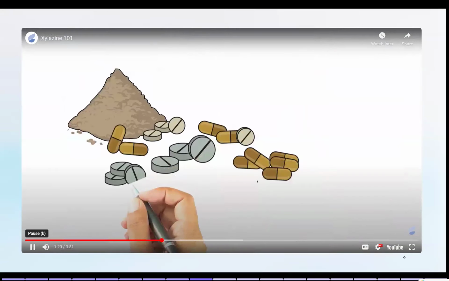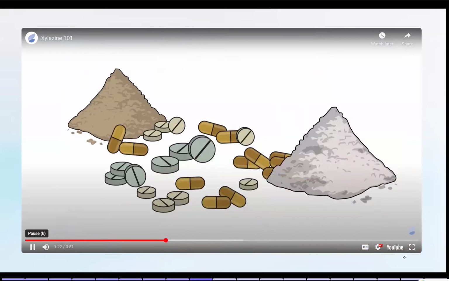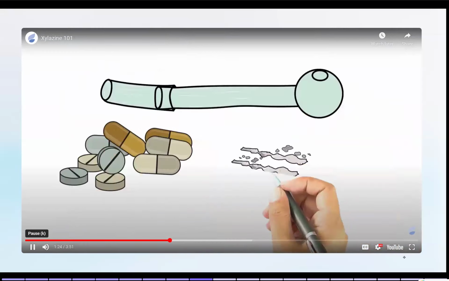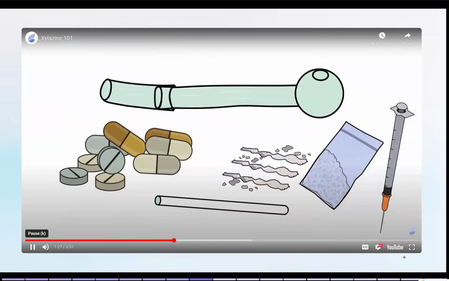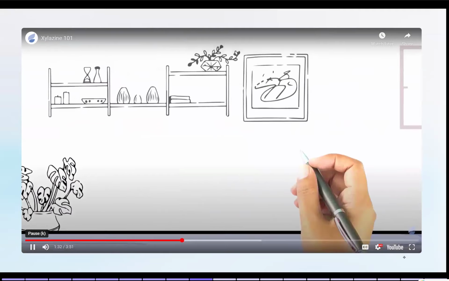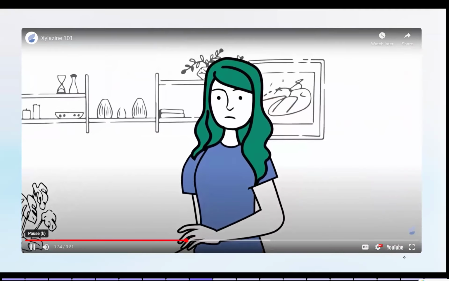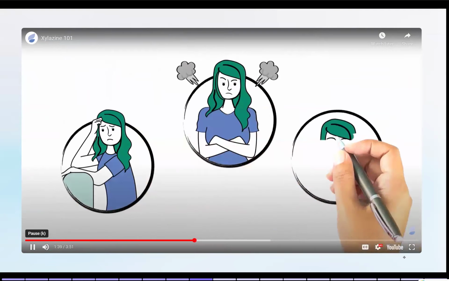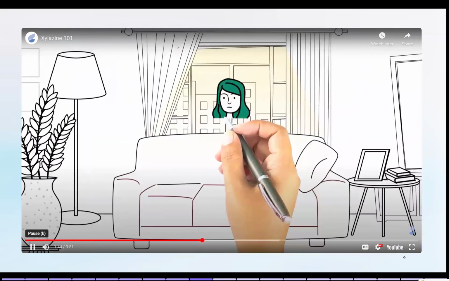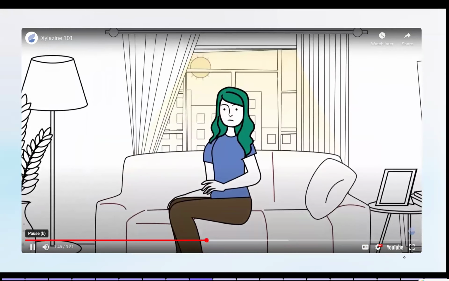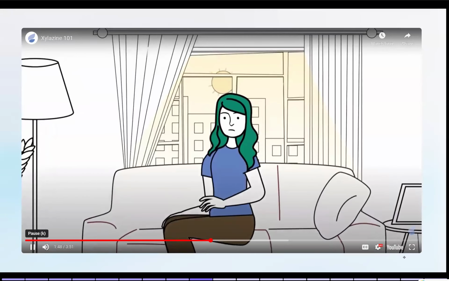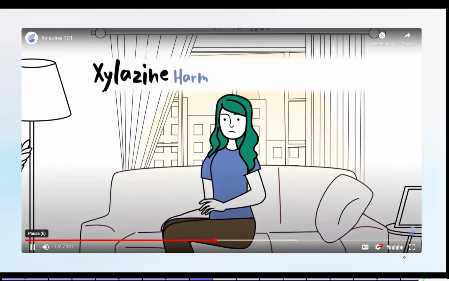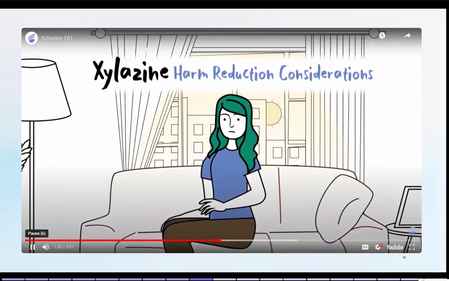When mixed with other drugs, xylazine can vary in color and texture. And similar to opioids, it can be swallowed, inhaled, smoked, snorted, or injected. Individuals with chronic exposure to xylazine over time have experienced withdrawal symptoms, including anxiety, irritability, and restlessness. People exposed to substances containing xylazine may experience symptoms similar to opioid intoxication, with some exceptions. Here are 3 considerations for harm reduction.